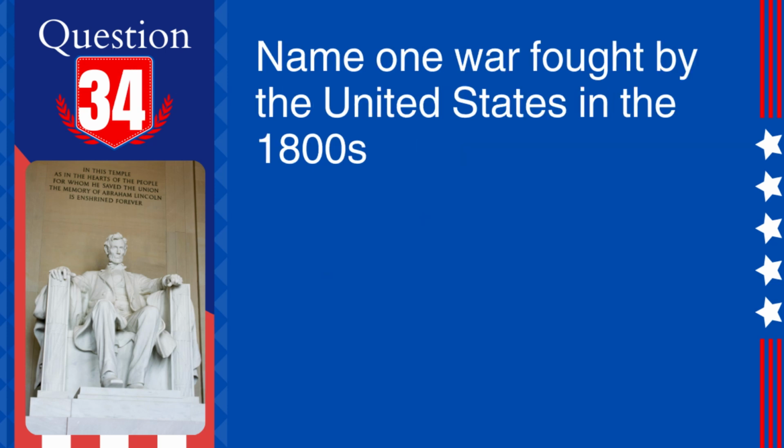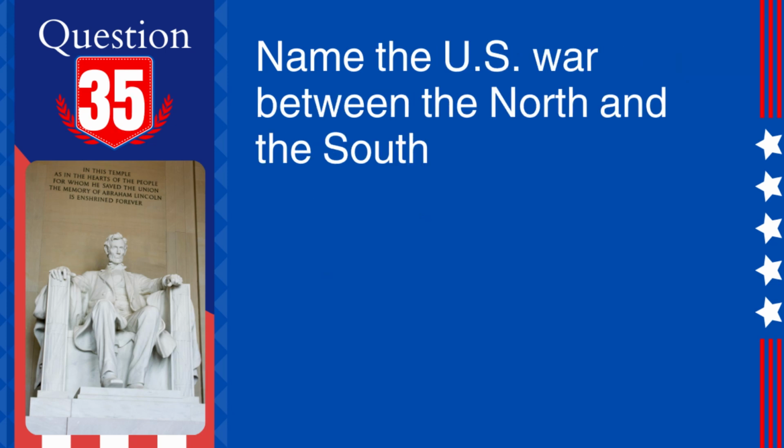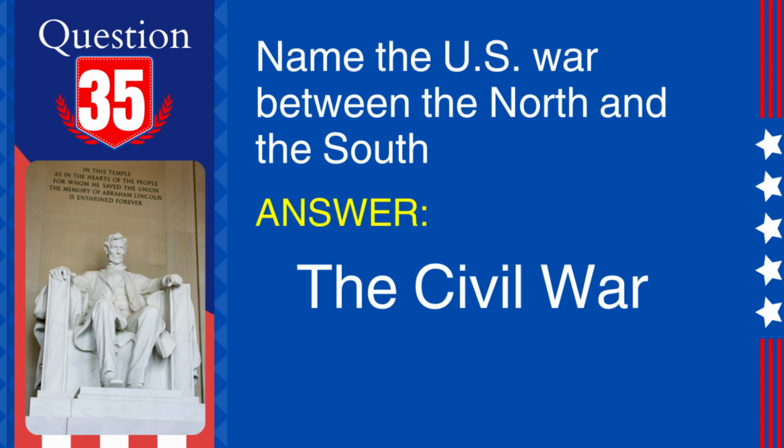34. Question. Name one war fought by the United States in the 1800s. Answer. The Civil War. Explanation. The Civil War, fought from 1861 to 1865, was a significant conflict in U.S. history during the 19th century. 35. Question. Name the U.S. war between the North and the South. Answer. The Civil War. Explanation. The Civil War was fought between the Northern States, Union, and the Southern States, Confederacy.